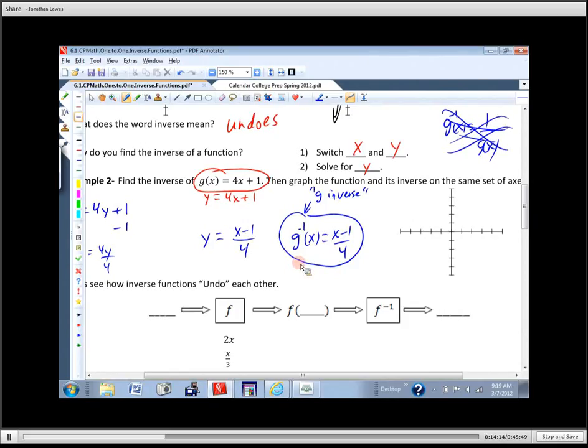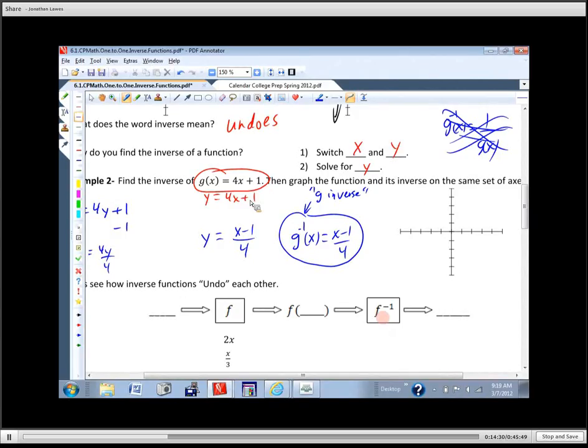So if I see this, what do we say there? F inverse. You don't say F to the negative 1. F to the power of negative 1. You don't say that. It's just F inverse or G inverse. Everybody okay there? It's just mathematical notation.